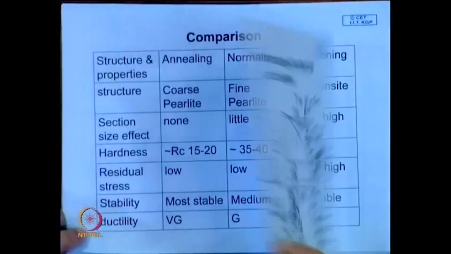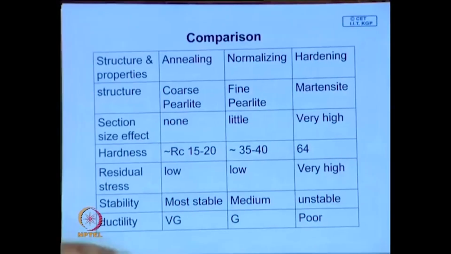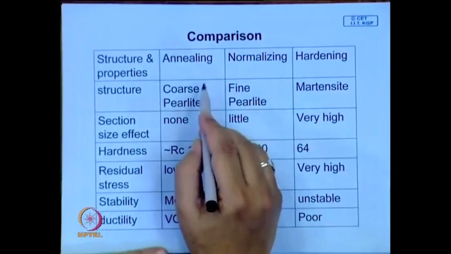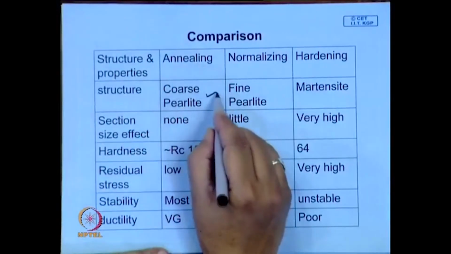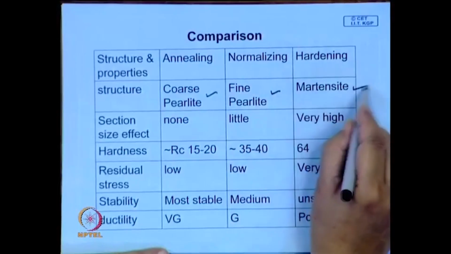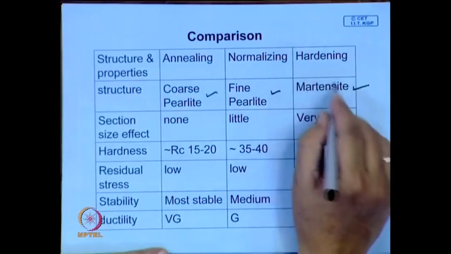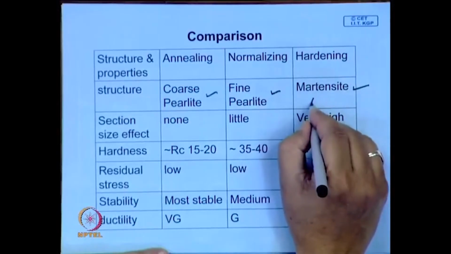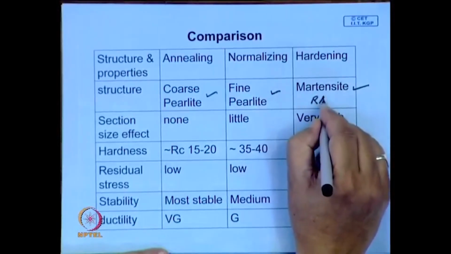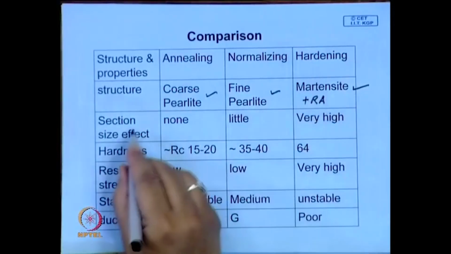Now, let us look at a comparison between these three processes which are listed here. In annealing you get coarse pearlite, in normalizing you get fine pearlite, and in hardening you get martensite, which is expected to be single phase, but sometimes because of that volume expansion some amount of retained austenite may also be there.